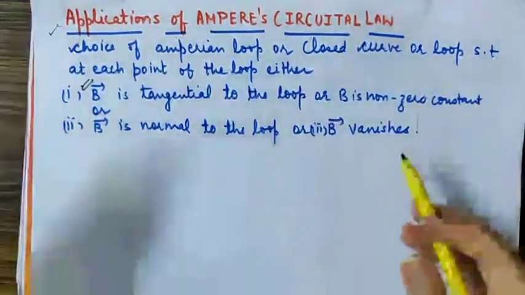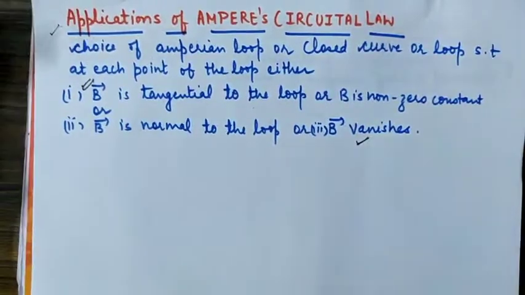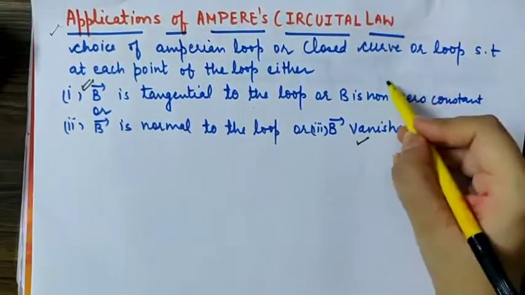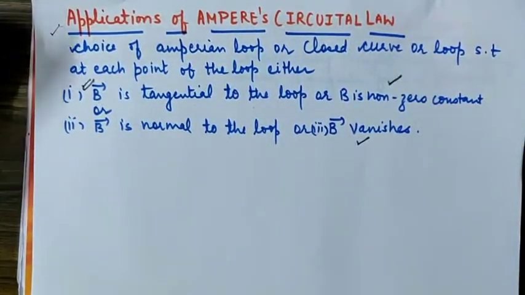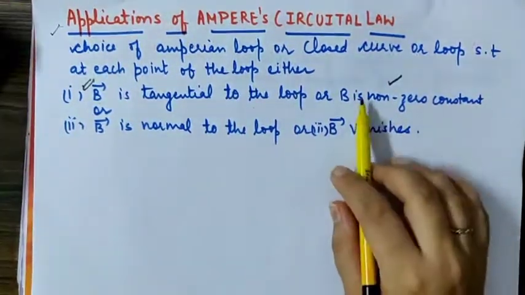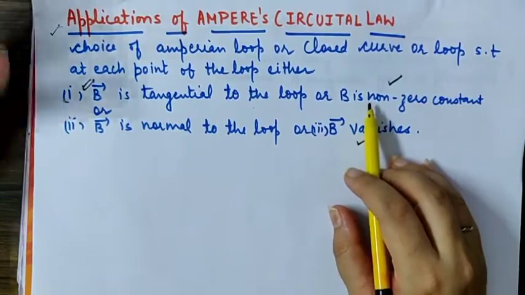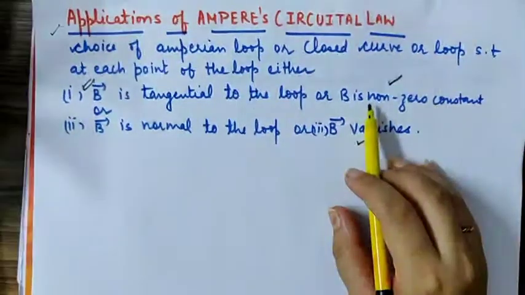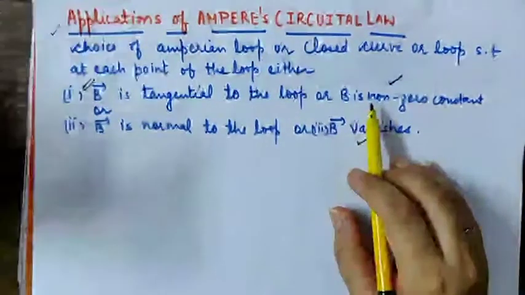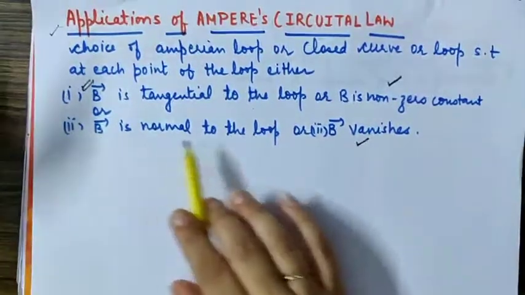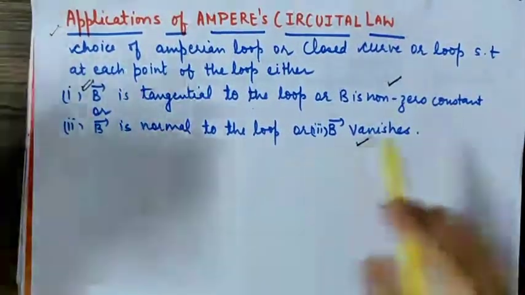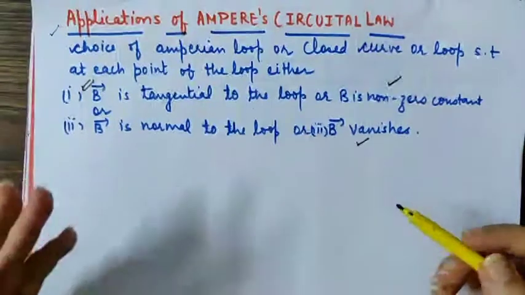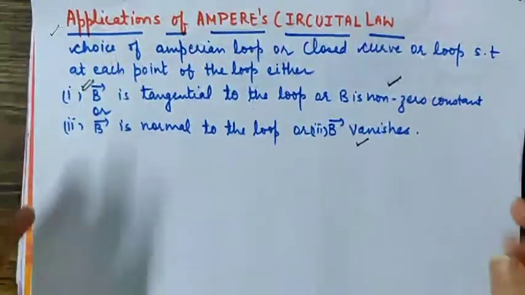Obviously you can apply it at any point where the magnetic field vanishes, or at any point where the magnetic field has a constant value. But it is nowhere written that the magnetic field can have a variable value and you can choose the Amperian loop there. This is not the case. Point 2, the magnetic field is normal to the loop. So considering these points, we are now going to the first application of Ampere's circuital law.